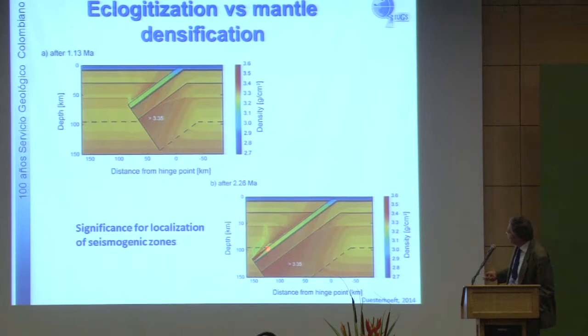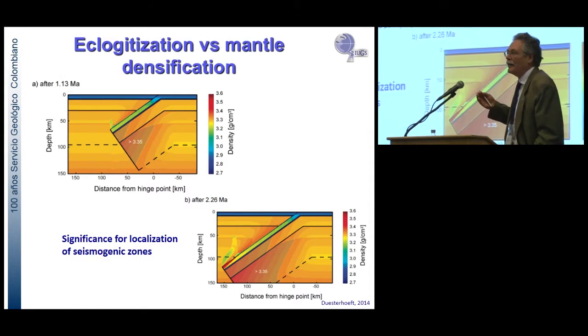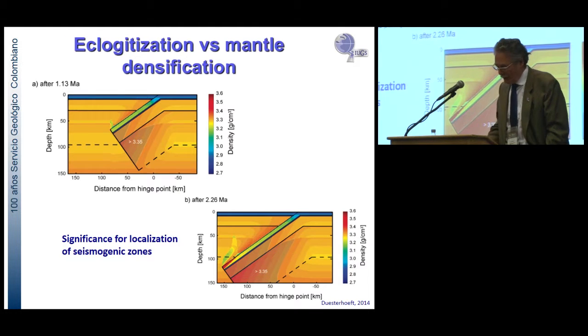After 2 million years, you can see that the eclogites have been produced, and that's by far the most dense part of the whole story. And after a certain time, somewhere in between 1 and 2 million, it changes. The mantle is not the dragging force anymore, but it is the downgoing slab that starts dragging. And this, of course, will have some consequences on where the seismogenic zone is, and should be taken into account when we are interpreting the seismic data.